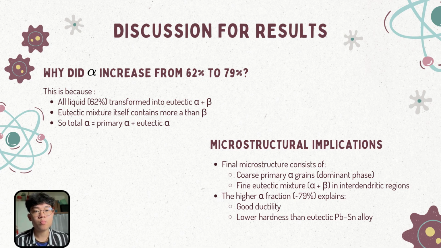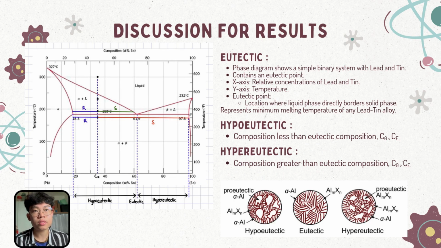So the phase diagram displays a simple binary system composed of two components, which are lead and tin, which has a eutectic point. The phase diagram plots relative concentration of lead and tin along the x-axis and temperature along the y-axis. The eutectic point is where the liquid phase borders directly on the solid, which is alpha plus beta, and represents the minimum melting temperature of any possible lead-tin alloy.